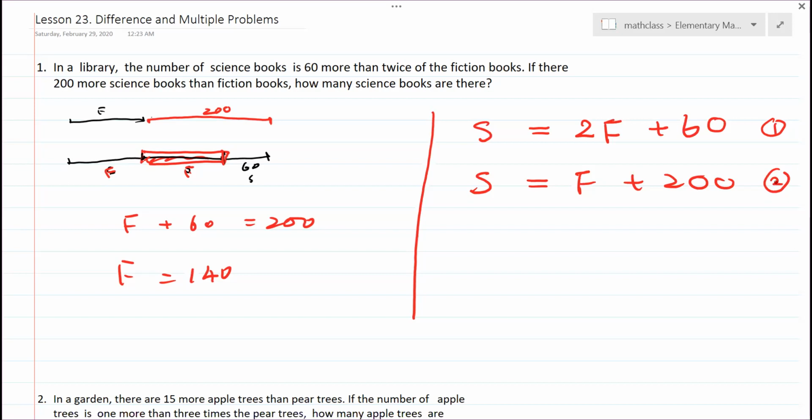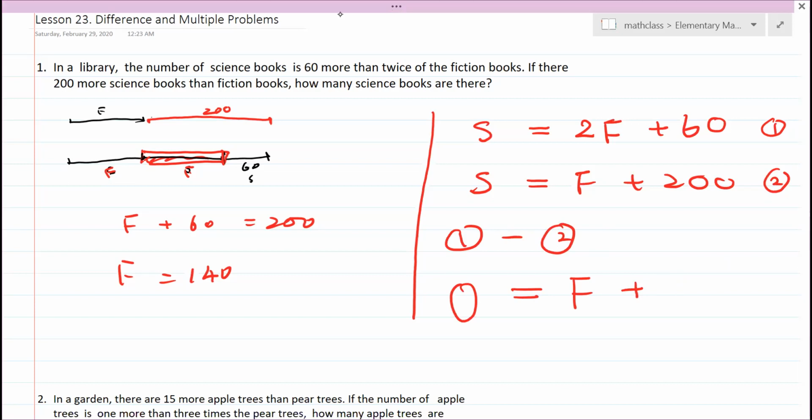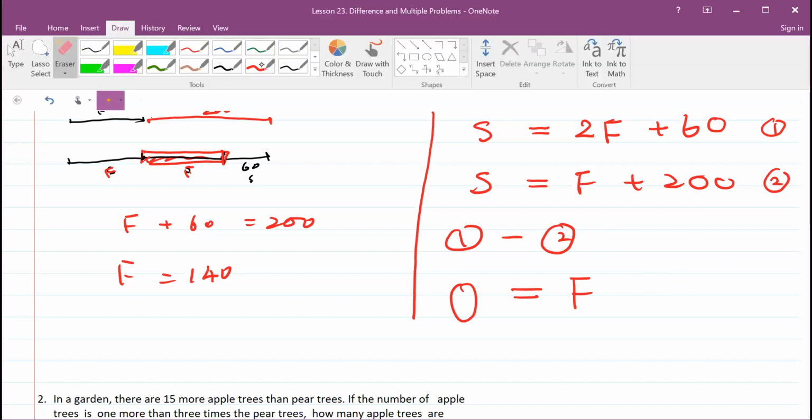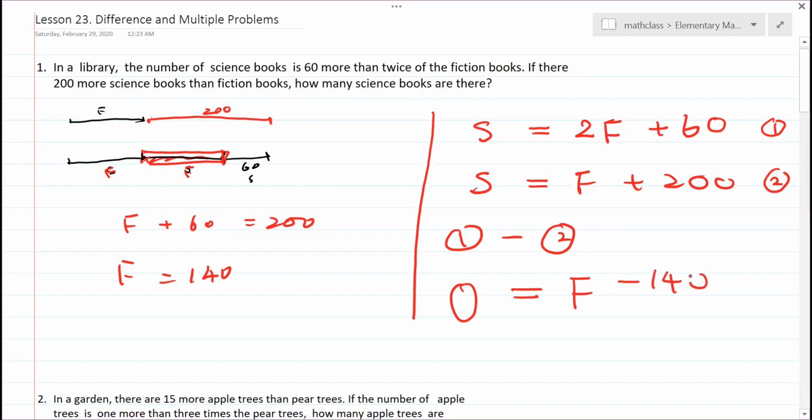All right, so you can make a subtraction: equation 1 minus equation 2. This side is 0, the other side is going to be F, and 60 minus 200 is going to be negative 140, right? Then we go back to the picture again. So negative 140. So that's why the number of the fiction books must be 140.